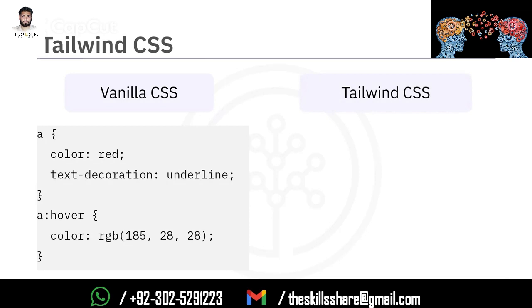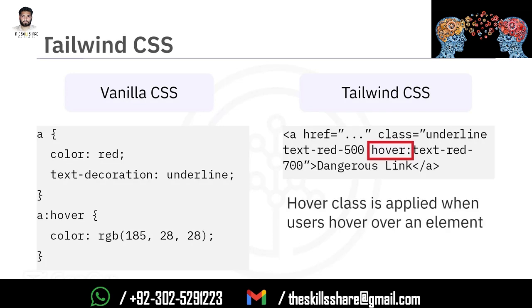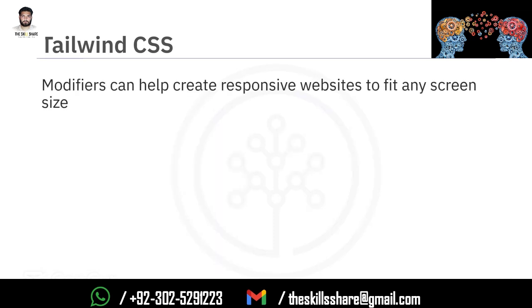However, with Tailwind CSS, it can easily be done within the class attribute directly in the HTML, which can save a developer time. The hover portion of the Tailwind CSS is a special type of class called a modifier, which can be used with any other Tailwind class and is only applied when a user hovers over that element. There are many instances of modifiers in Tailwind CSS, some of which can make it very easy to create responsive websites fit to any screen size.